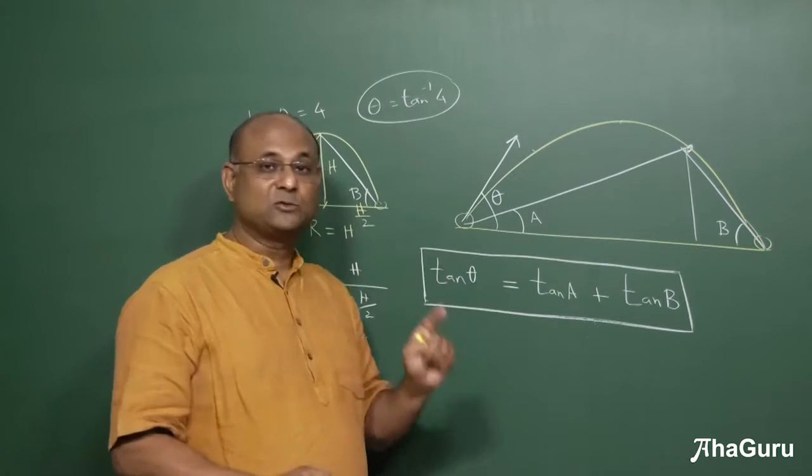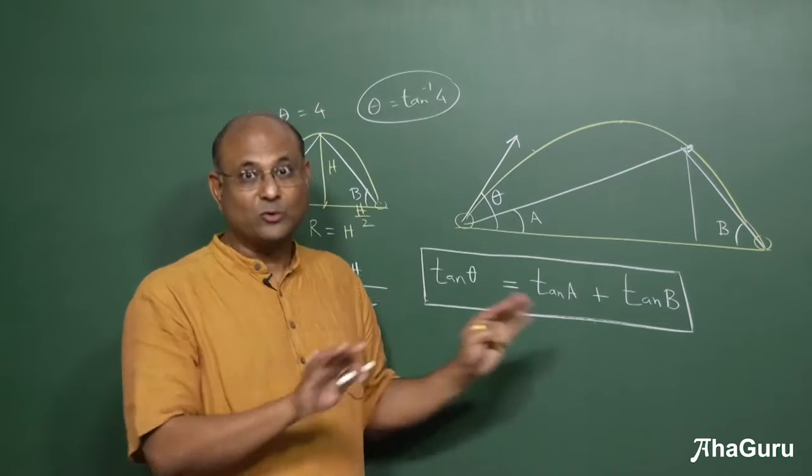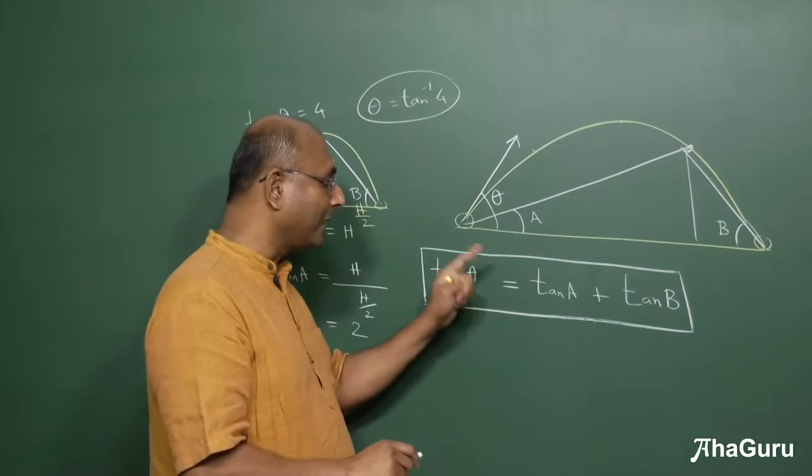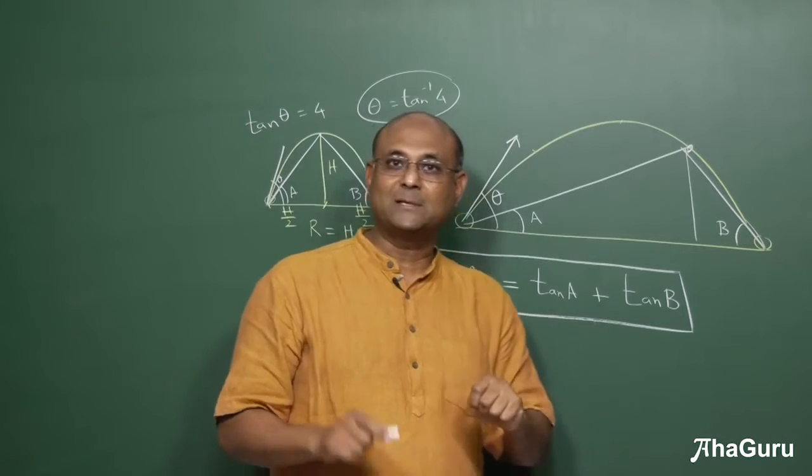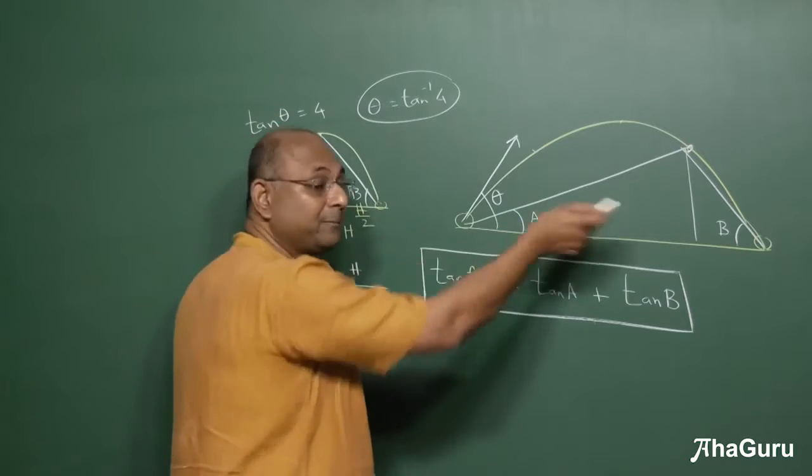Now, the proof of this you can read up, but I'm not so interested in the proof. I'm interested in your application for this. Now, which point is tan theta equal to tan A plus tan B? Which point is it valid for? Any point.